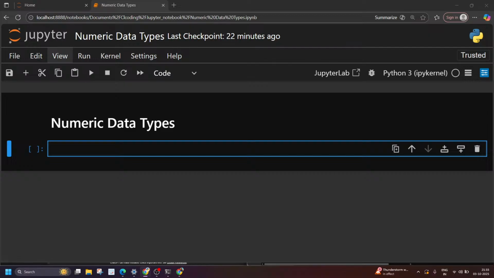Firstly, we'll learn in depth what numeric data types are in theory, and then we'll move on to some quiz questions and then some code questions to test our understanding better.